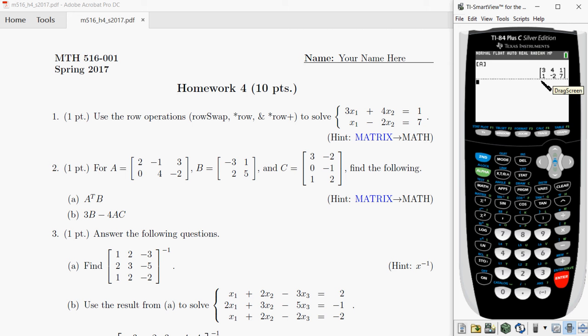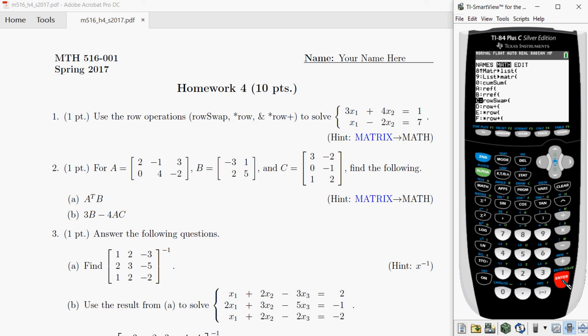So let's try to get 1 here. One way is to divide through by 3, but you can see that you're going to create some fractions. Another way, since 1 is conveniently sitting right here, is to switch these two rows. So I'm going to go to second matrix, then math, and then row swap, which is C right there.